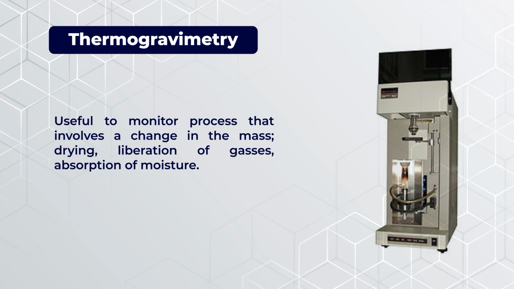So when we are giving heat to the food, how is the mass changing? What are the processes? The drying, liberation of gases, absorption of moisture, all this will be checked by thermogravimetry. When we are designing processes for processing of foods, thermogravimetry is very, very important for all components that are going to be used for food processing.